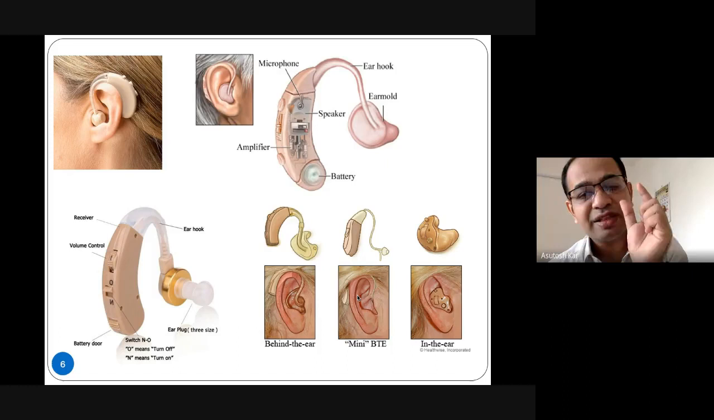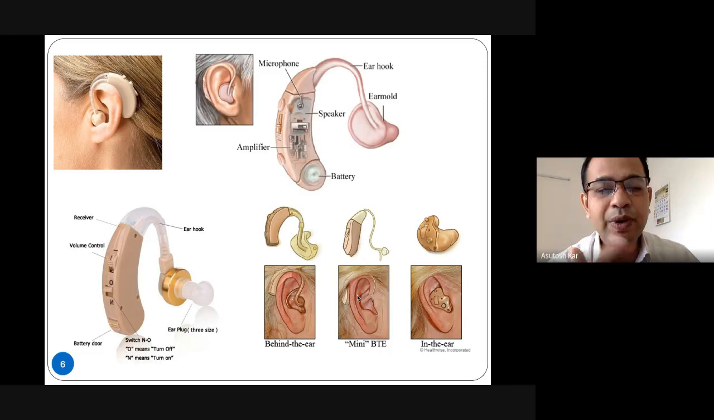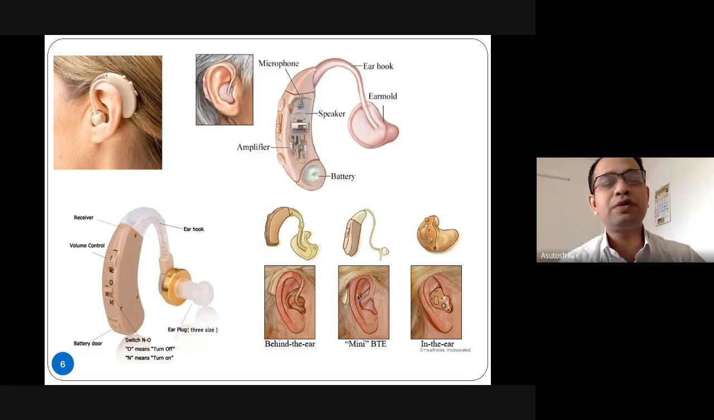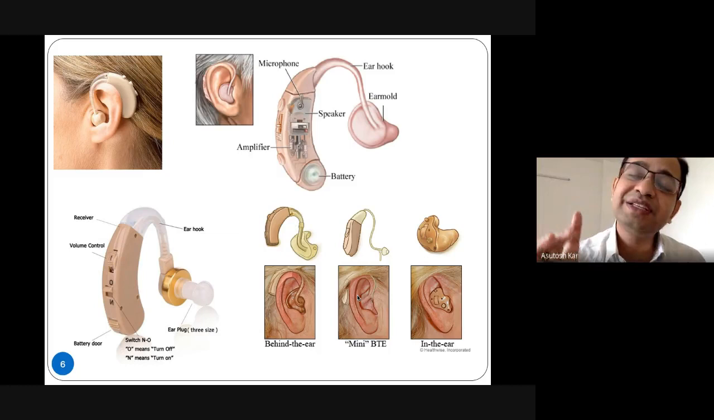If we minimize the size of the hearing aid, what will happen? You see, when I look at the last one, the in-the-ear hearing aid, you see where the sound gets produced, that means the speaker, and where we receive the sound, that means the mic. The distance between them is very, very less, and the distance gradually decreases. For the behind-the-ear hearing aid, it was more. Then for the mini hearing aid, the distance between loudspeaker and microphone reduces, and for the in-the-ear hearing aid, the distance further reduces. When the distance reduces, then what will happen? Then we get a phenomenon which is normally called feedback in hearing aids.